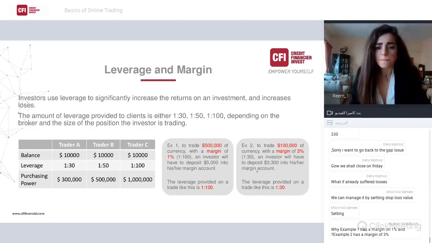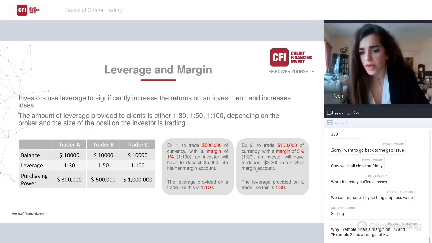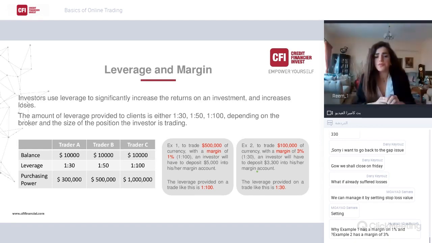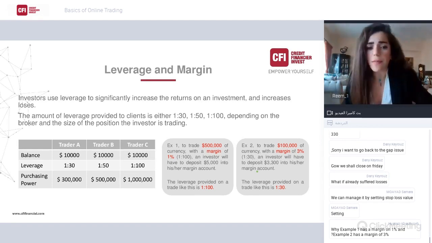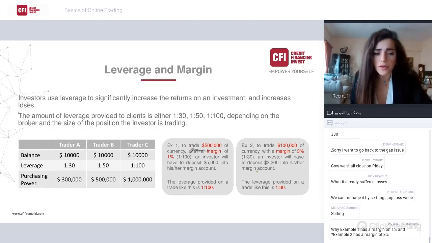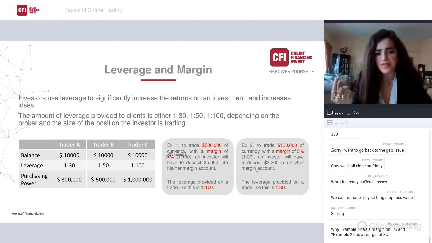so as I have mentioned, team, why does example 1 have a margin of 1% and example 2 a margin of 3%? Good question, Hassam. Because in example 1, you are trader C. You decided with your company to go for a leverage of 1 to 100. Therefore, the 1 to 100 means 1 divided by 100, which is basically 1%. This is your margin. So in this example, the margin is 1%.